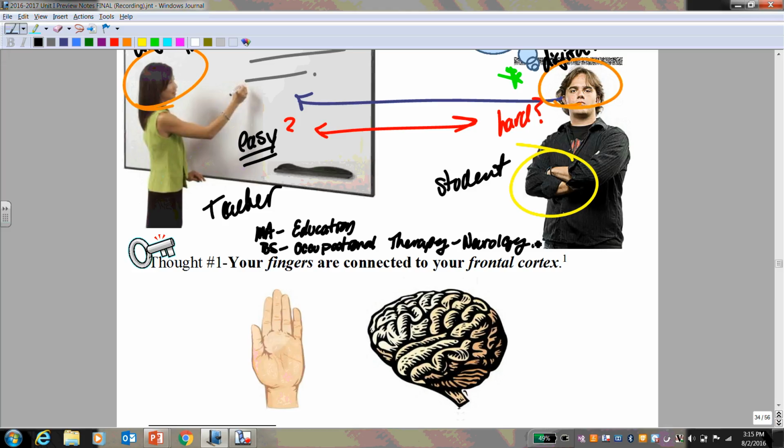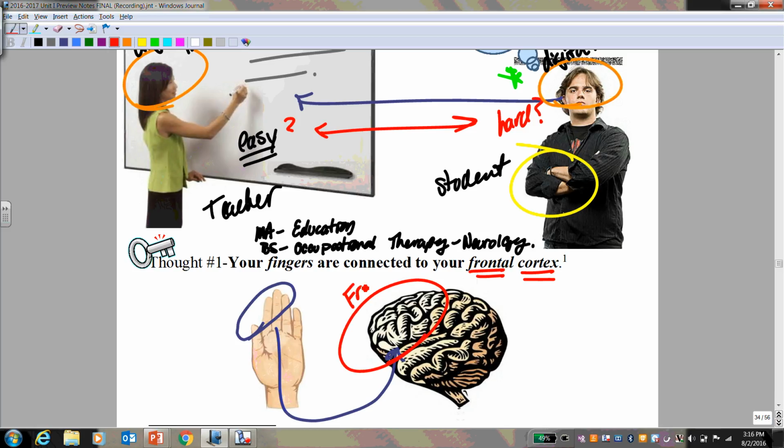And your fingertips, the nerves from your fingertips directly connect to what's called the frontal cortex. The frontal means front, cortex means the outer part of your brain, and this frontal cortex processes information as you receive it through your fingertips.